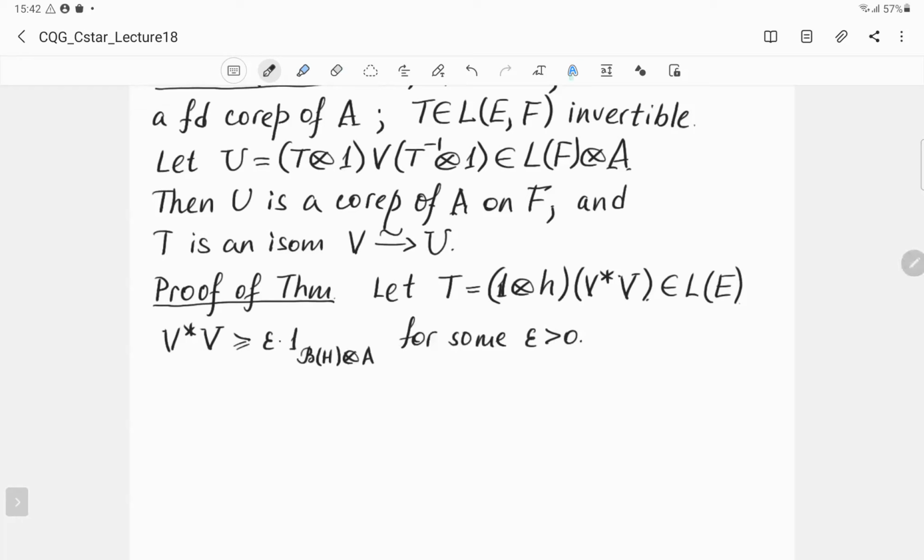Now we apply 1 tensor h, and well, h is a positive function, it's a state, so it preserves the order relation. So one tensor h also preserves the order relation. And also, since h is a state, it takes the identity to the identity, and so the same is true for 1 tensor h. So after we apply 1 tensor h, we conclude that the operator T satisfies a similar inequality. And in particular, this implies that T is invertible.